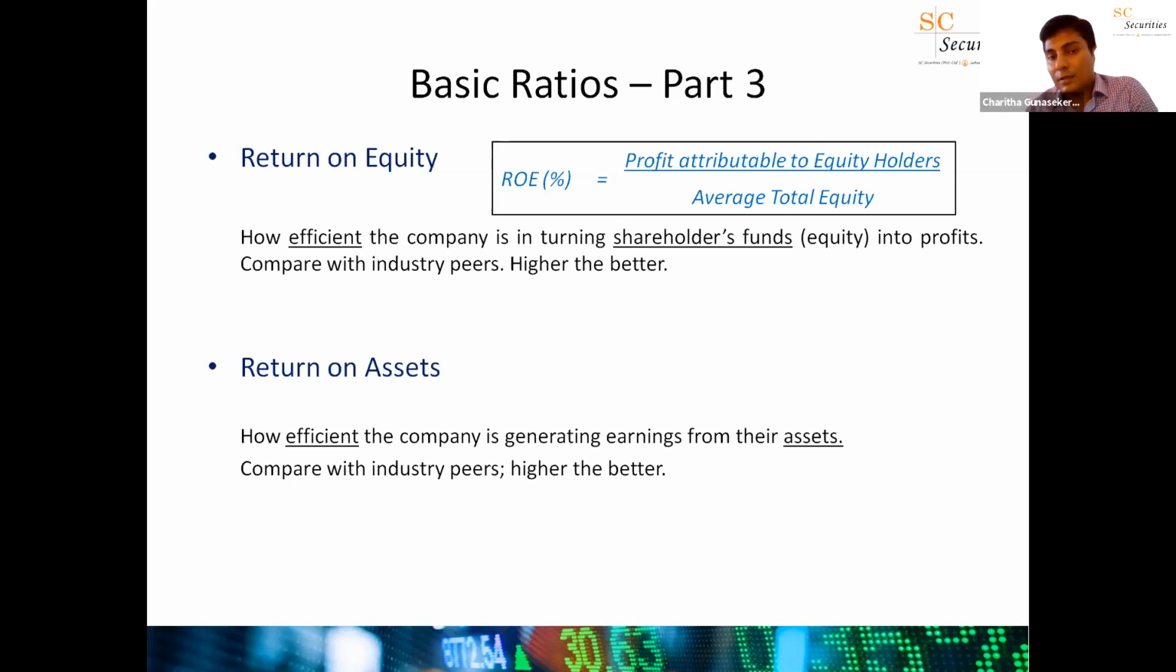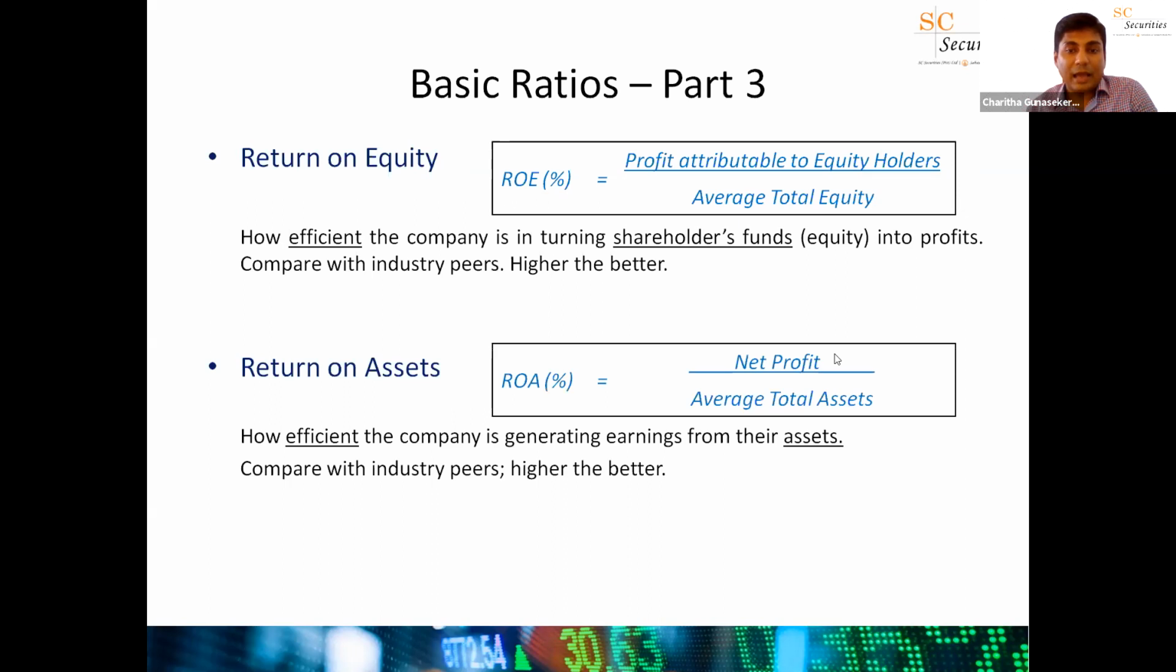For example, we'll say a company has 1 billion worth of assets. And the management have been able to generate a profit of 100 million during a 1 year time period. So they have generated 100 million using 1 billion worth of assets. So you can simply calculate return on assets as net profit divided by average total assets. So here again, why do you take the average?